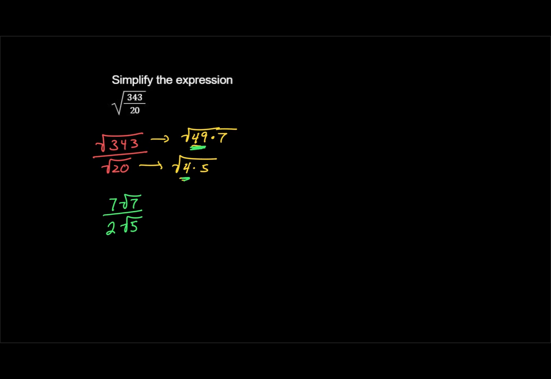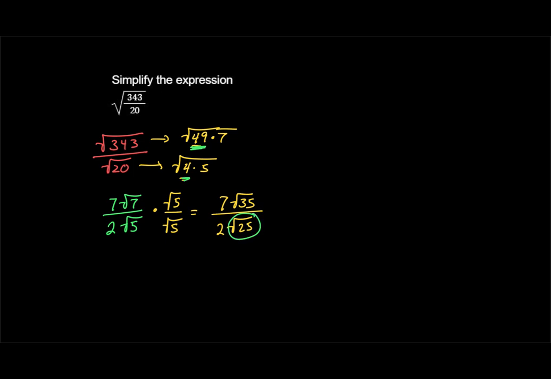After this, I will have to rationalize the denominator because unfortunately, simplifying the radicals did not get rid of the radical in the bottom of the fraction. Since there's only one term in the bottom, I will multiply by just the radical over itself, so radical 5 over radical 5, giving me 7 radical 7 times the square root of 5 is 7 square roots of 35. And on the bottom, we have 2 square roots of 5 times the square root of 5, so 2 square roots of 25.